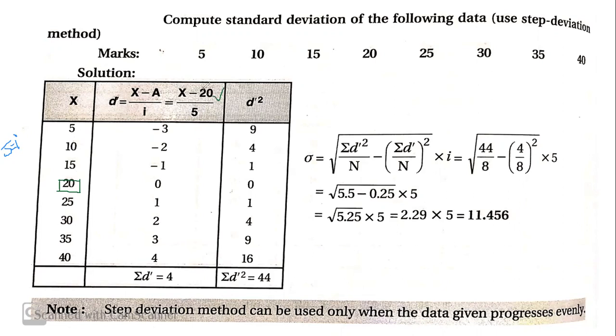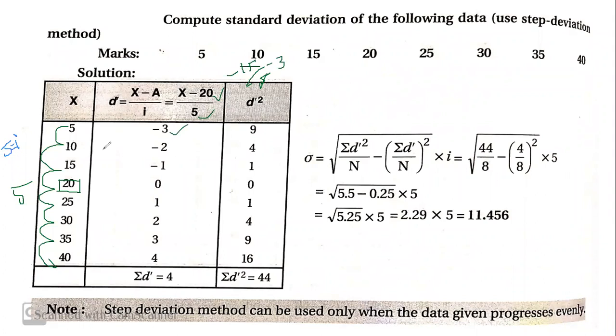So let's go on and calculate. X minus 20 divided by I, which is 5. How did we find I? The common difference between all the data. Okay, the common difference between all the data is 5. So that is why I is 5. Now, X minus 20 by 5 will be 5 minus 20 by 5. So 5 minus 20 will be minus 15 by 5. So 5 threes are 15. So minus 3 will be the first value.